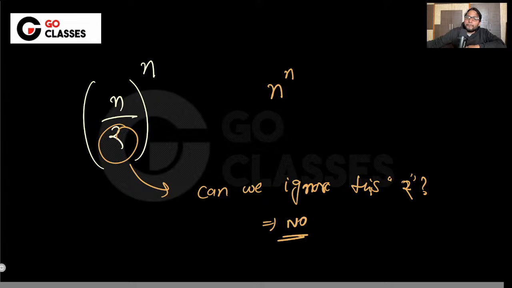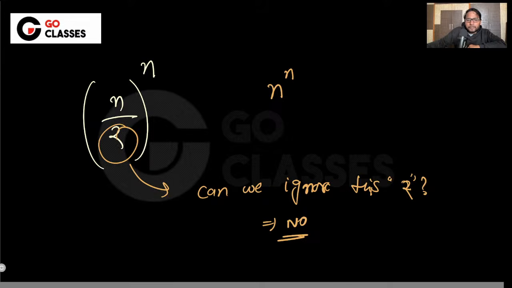Which means if you want to compare with n raised power n and you ignore this, then you will say both are equal, right? But do you really think both are equal? No. This is greater, because you are dividing by the function. We will see later on why that is greater. But yes, this is strictly greater. So you cannot ignore this.